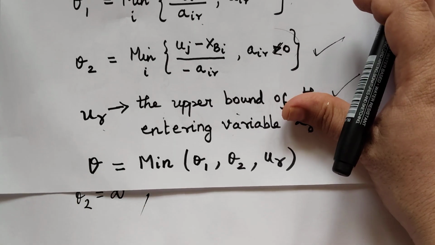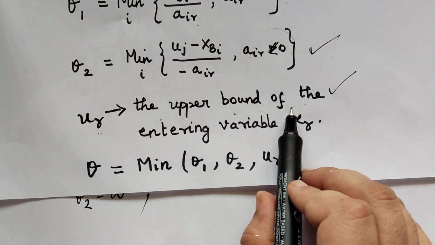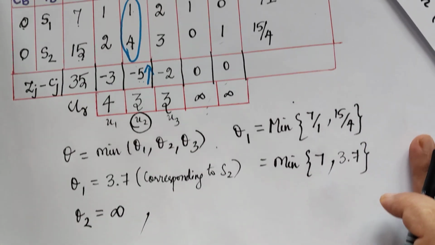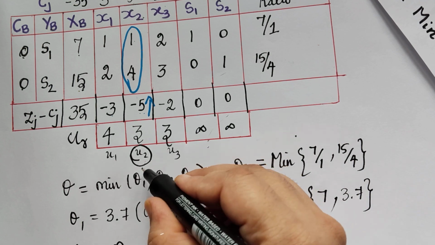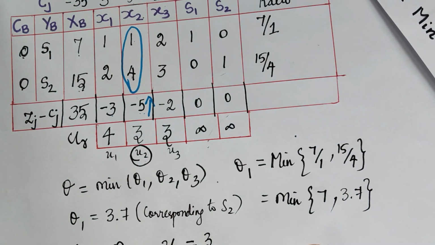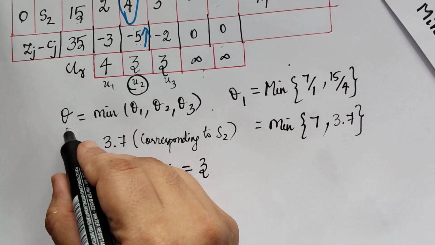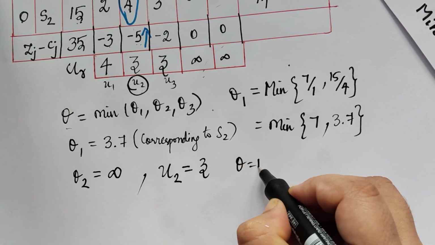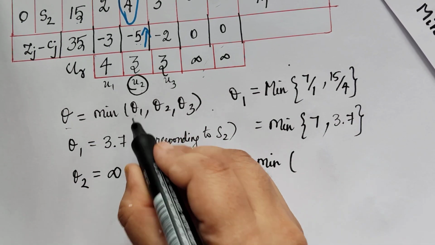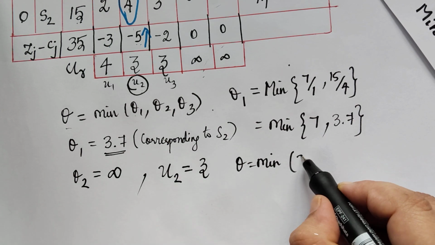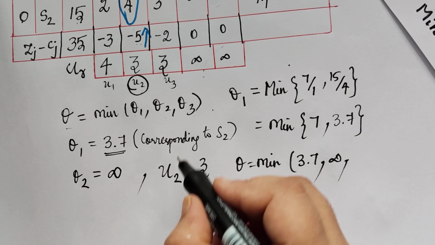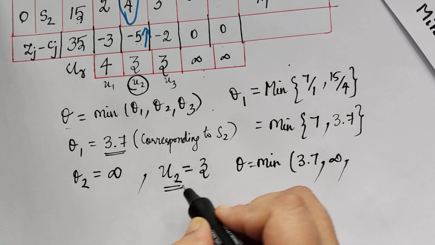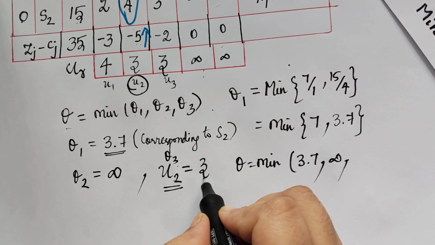Next we have to find theta 3, that is the upper bound of the entering variable. The entering variable is what? x2. And what is the upper bound? Here u2. So u2 is equal to the upper bound of the entering variable, which is equal to 3. So now we have to find theta. What is theta? Theta is equal to the minimum of theta 1, which is 3.75, theta 2, which is infinity, and theta 3, which is u2, which is 3.